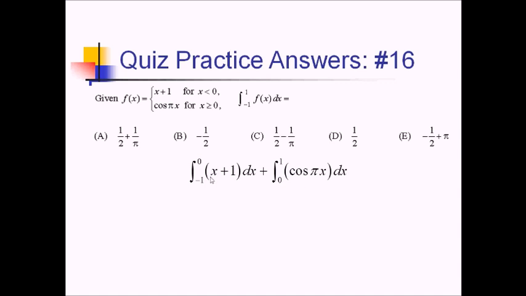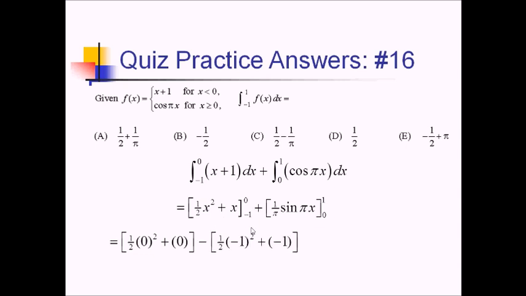This is going to be 1/2 x squared plus 1 going inside that first brackets. And then over here, this is going to be 1 over pi times sine of pi x, again from 0 to 1. Let's evaluate this now, because none of the answer choices look like this. So we've got all this stuff with 0 plugged in, minus all this stuff with negative 1 plugged in. Over here, I've got 1 over pi sine of pi times 1, minus 1 over pi sine of pi times 0. All right, let's go and see if we can clean all this up.